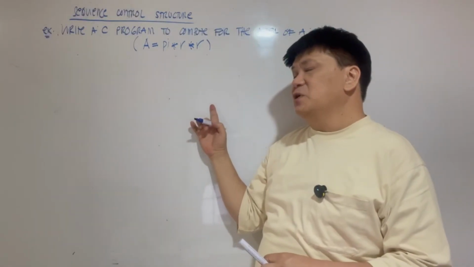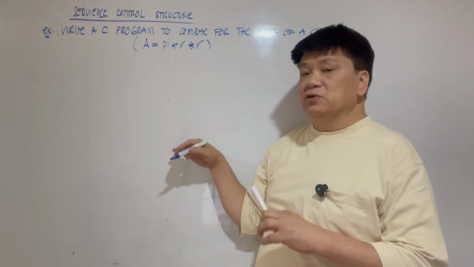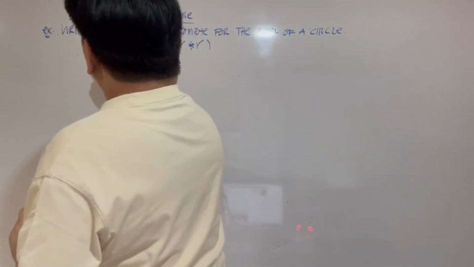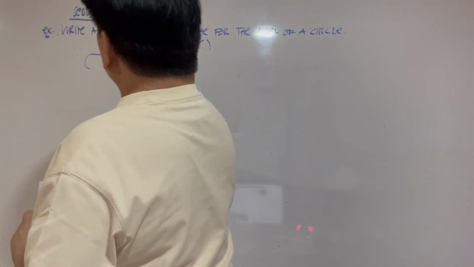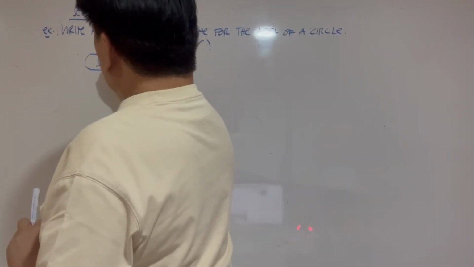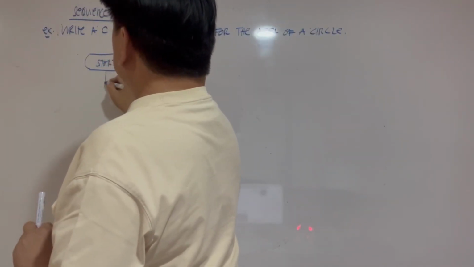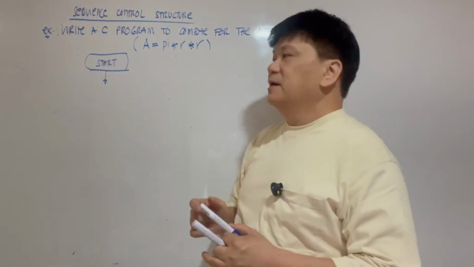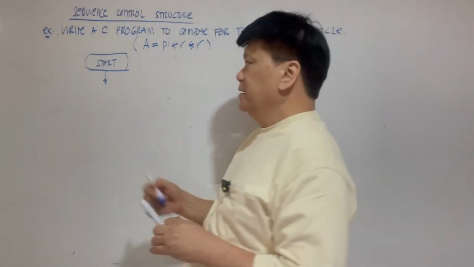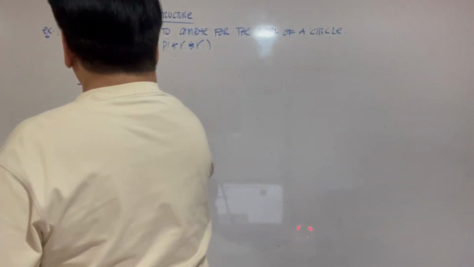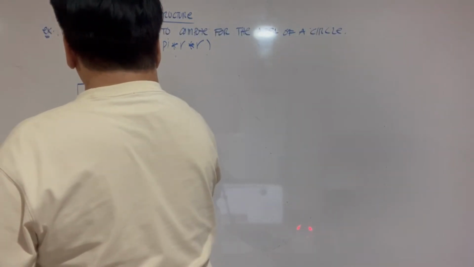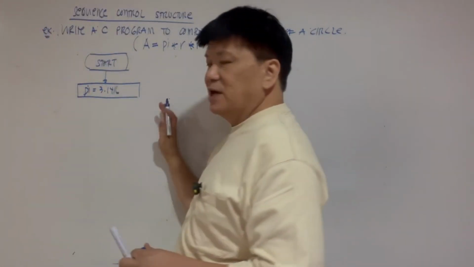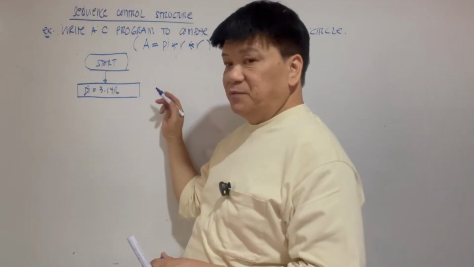Now let us first design the logical solution for this problem by designing a flowchart. So again, we start with this oval for the start. Next, we are going to set or declare a value for pi. That is a constant value of 3.1416 and so on. Now, let us just use 3.1416.